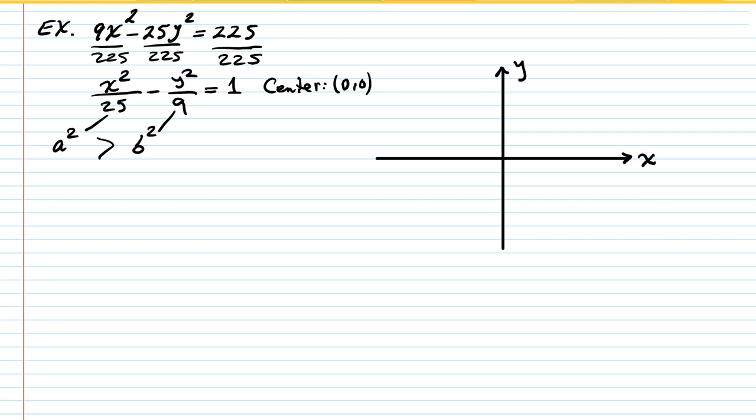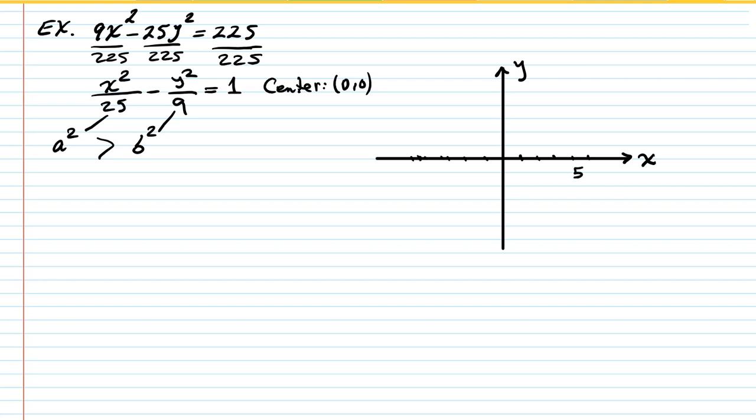So here's how we actually draw this. I'm going to take the square root of 25, that's 5. You go right 5: 1, 2, 3, 4, 5. We go left 5.